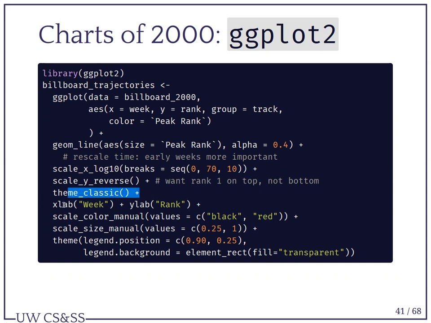We're going to use theme classic and make some labels. We're going to make our colors black and red, and the sizes for our peak rank here are going to be equal to 0.25 and 1. And then we're going to move our legend around a little bit.